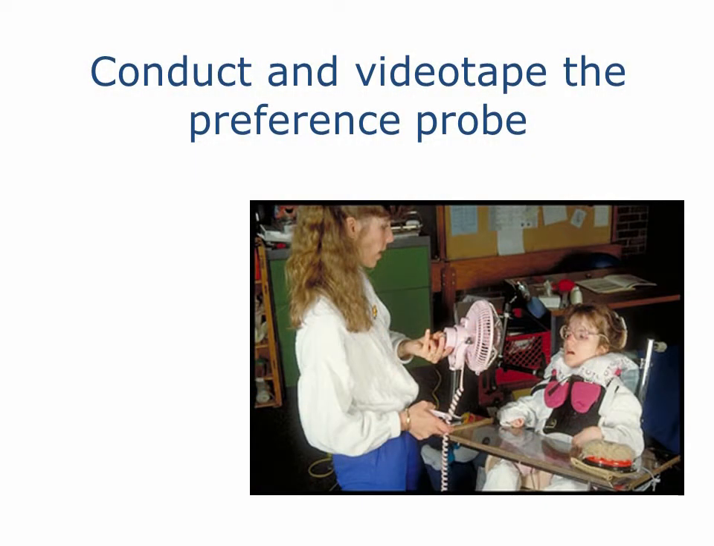Once you've decided on a list of potential stimuli, you will conduct and videotape the preference probe. First, set up a schedule for presenting and withdrawing the chosen stimuli. We're interested in how the child reacts as the stimulus is presented, and also in how she reacts when the stimulus is taken away or stopped.